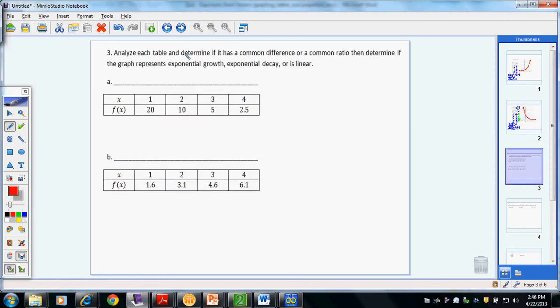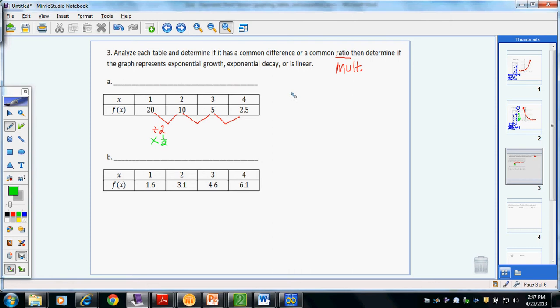All right, so let's look at this. Analyze each table and determine if it has a common difference or common ratio, then determine if the graph represents exponential growth, decay, or is linear. So here, just like in sequences that we talked about before, what are we doing here? Looks like we are dividing by 2. But when we're looking for a ratio, that's asking what are we multiplying by. So if we are dividing by 2, we are really multiplying by 1 over 2.